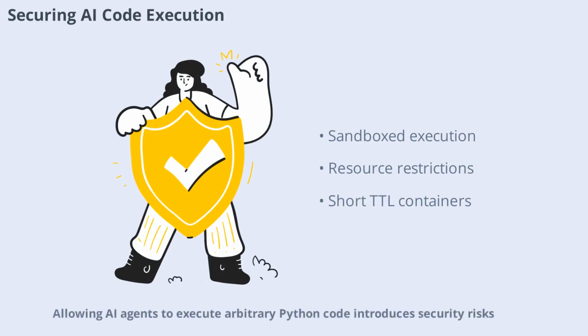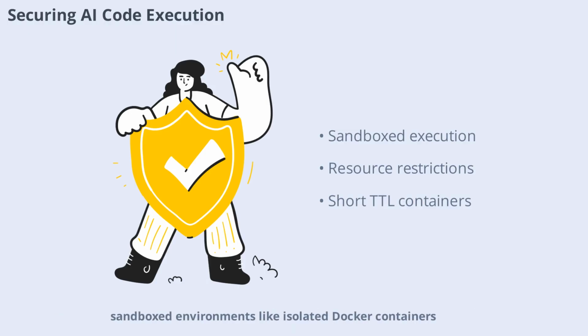Allowing AI agents to execute arbitrary Python code introduces security risks, such as malicious commands or resource exploitation. To mitigate these risks, code execution must occur in ephemeral, sandboxed environments like isolated Docker containers. These containers should have restricted network access, CPU limits, read-only file systems, and short time-to-live settings. Such isolation ensures that even if malicious code is run, it cannot affect the broader system.